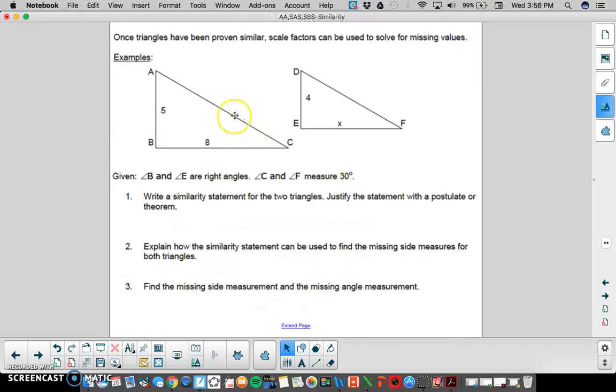Right here I have two triangles. It gives me some information about those triangles. Angle B and angle E are right angles, so I have 90 degrees in both of those angles. I also have angles C and F that are 30. If both of those angles are 30, then we know their measures are equal, therefore angles C and F are congruent. So write a similarity statement for the two triangles. Well, we know that they are similar because we have two sets of angles that are congruent. So by our AA similarity postulate, we know triangle ABC is similar to triangle DEF.